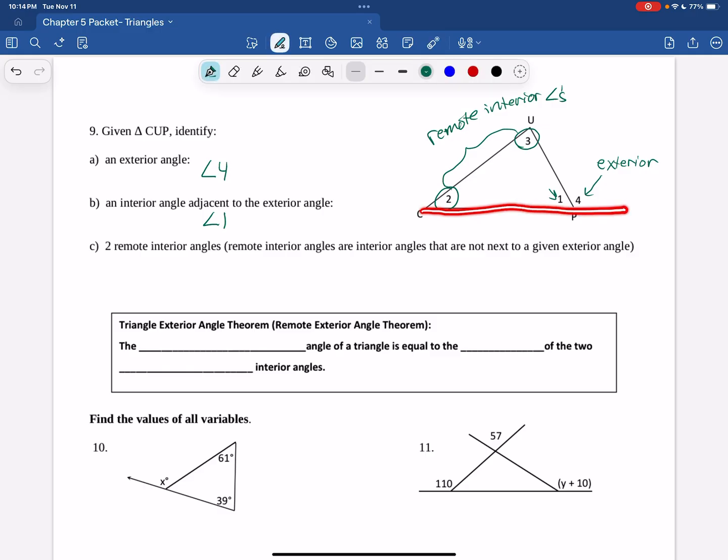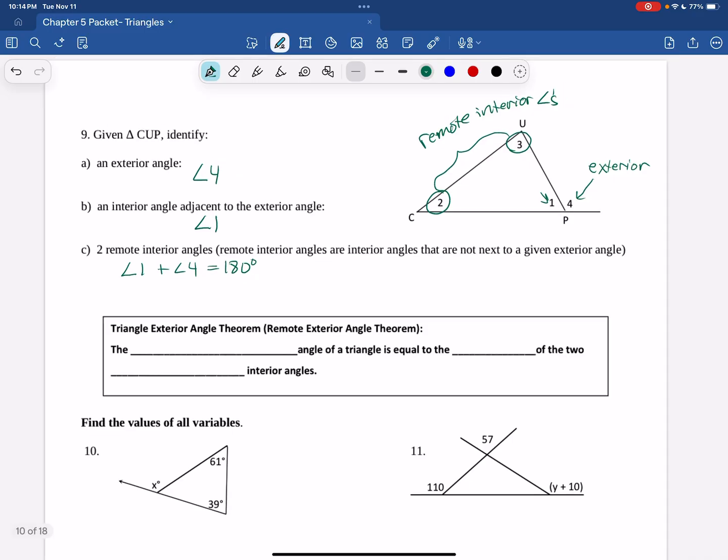So we know that angle 1 plus angle 4 add up to 180 degrees because that's what a linear pair does. And now what I'm going to do is subtract angle 1 from both sides. And so it turns out that angle 4 is equal to 180 degrees minus angle 1. So I'm going to circle that. Okay, now let's go over here and look at the triangle.